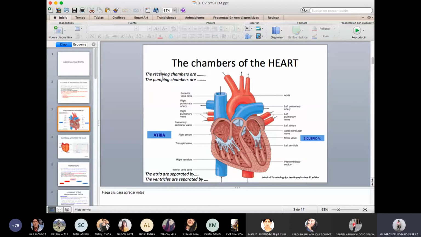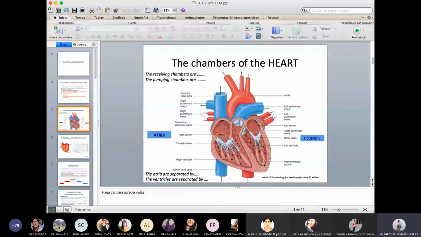Do you remember which are the receiving chambers? The upper or lower chambers? Who wants to tell me? The upper? Yes. So the upper chambers are called the atrium, that's in singular form, and in plural, it's the atria. And the pumping chambers are the ventricles.